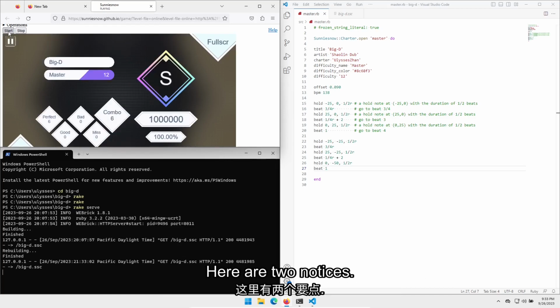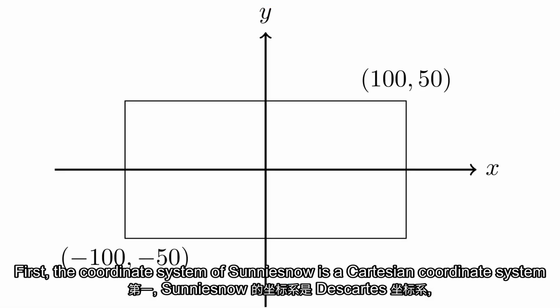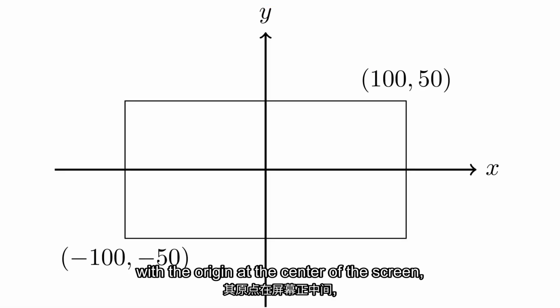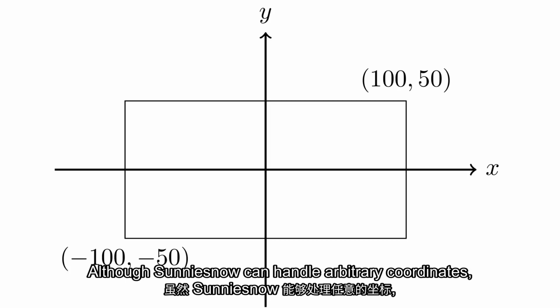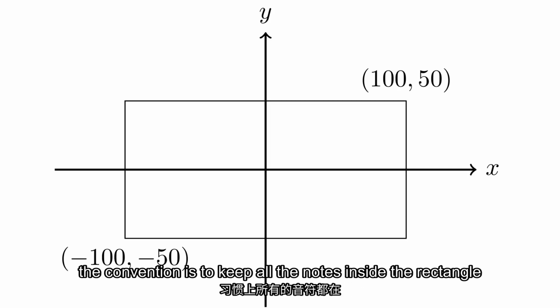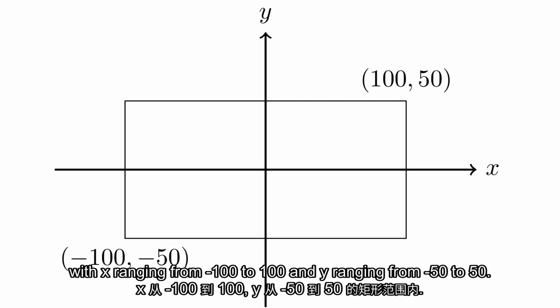Here are 2 notices. First, the coordinate system of Sunniesnow is a Cartesian coordinate system, with the origin at the center of the screen, the x-axis pointing to the right and the y-axis pointing to the top. Although Sunniesnow can handle arbitrary coordinates, the convention is to keep all the nodes inside the rectangle with x ranging from -100 to 100 and y ranging from -50 to 50.